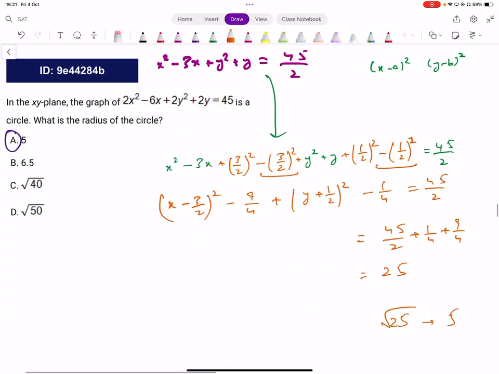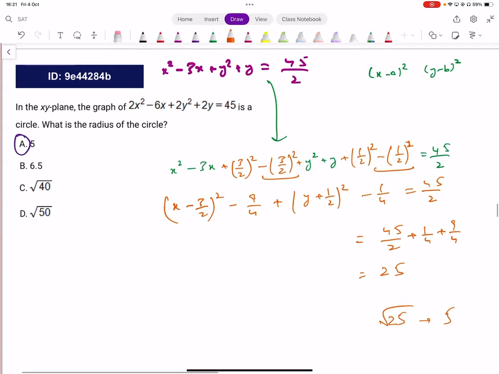But that's much longer. In some cases, it's not that long. In this case, it was long because you have fractions involved. It becomes complicated as well. So Desmos is helpful for that reason. Okay?